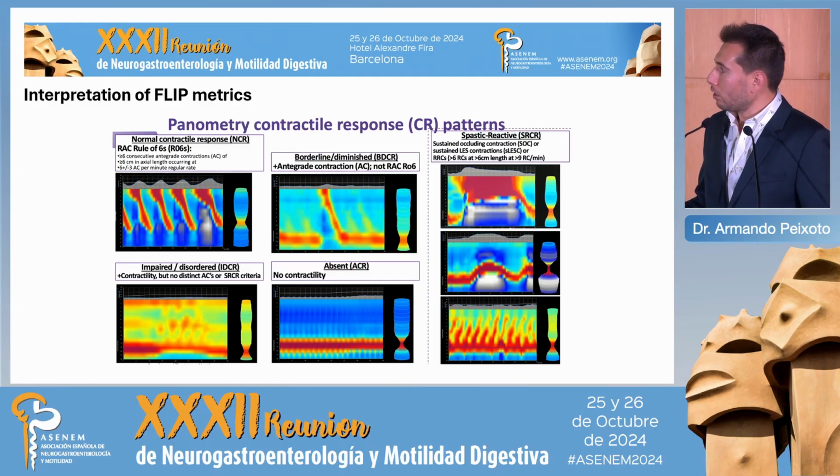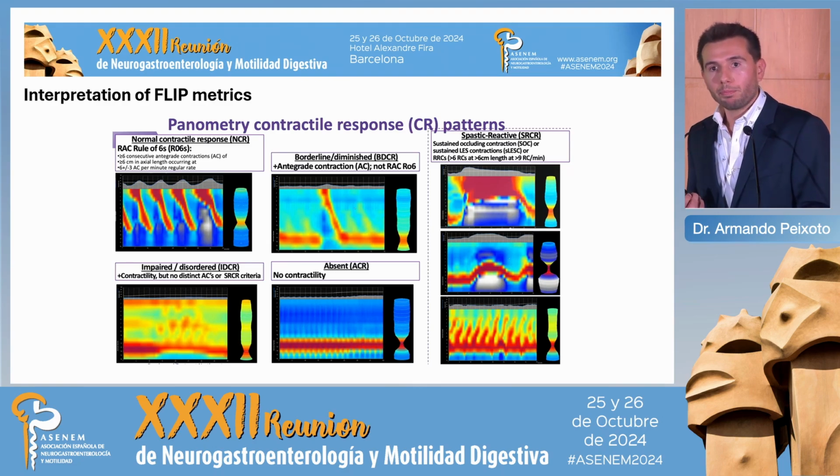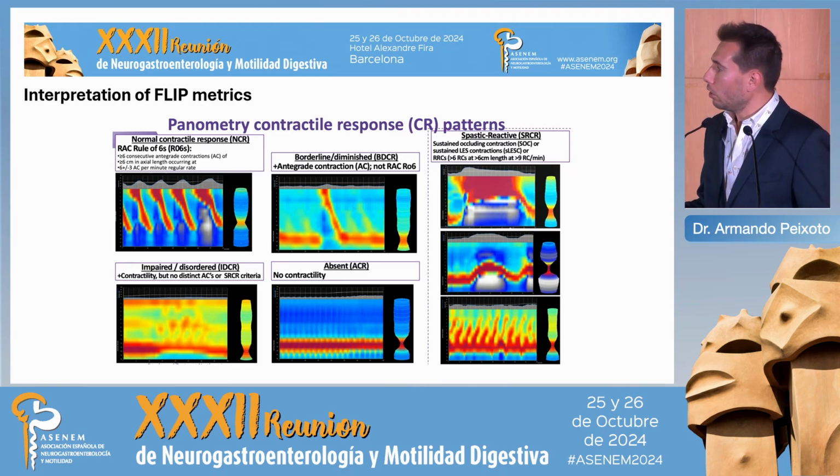If we can see this pattern of anterograde contractions that don't follow the rule of 6, we call it borderline or diminished contractile pattern. Probably this is normal, and we include it in the normal response. But all of the rest we consider to be pathologic. If we don't see any type of organized contraction, absent contractions, or a spastic reactive response, that can be due to spastic response, hypercontractile esophagus, or sometimes cases of achalasia.